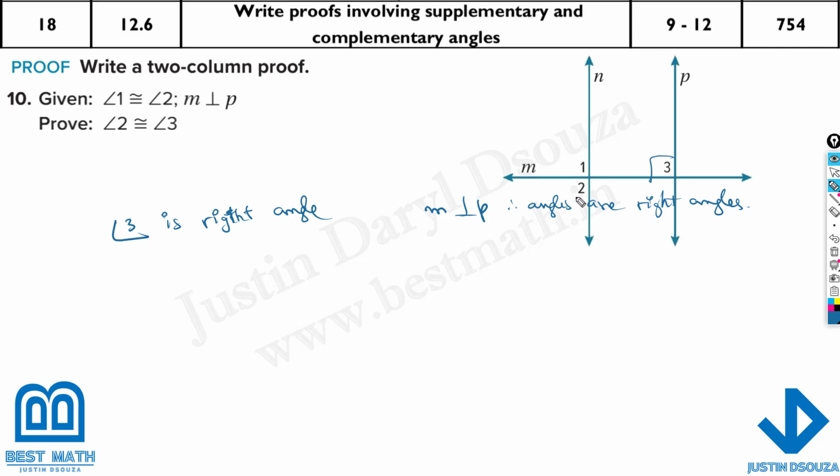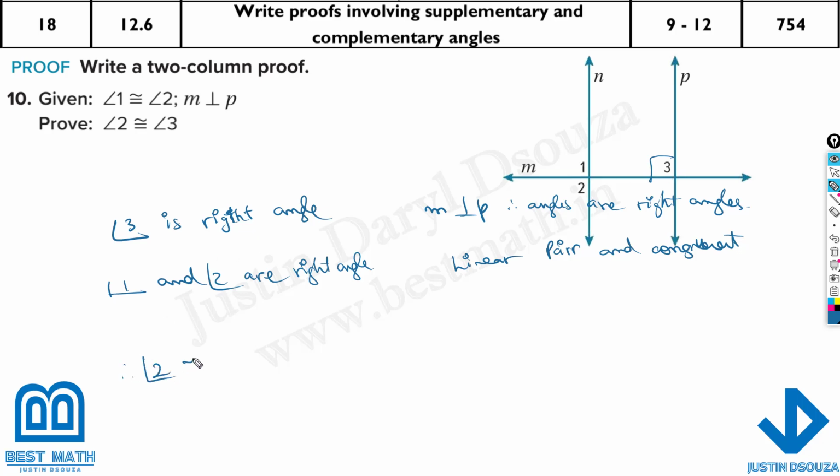But now what about 1 and 2? Here they have clearly told 1 and 2 are equal. So we can tell 1, that is given, right? 1 and 2 are right angles. Why are they right angles? Because they are linear pairs and they're congruent to each other. Now they both are a linear pair in the sense that when you add them up, it'll be equal to 180 degrees, and they're equal. So this must be 90 and 90. And this we have already proven is a right angle.